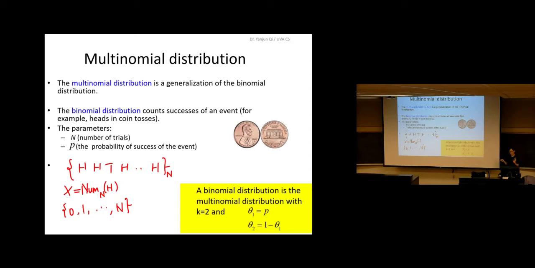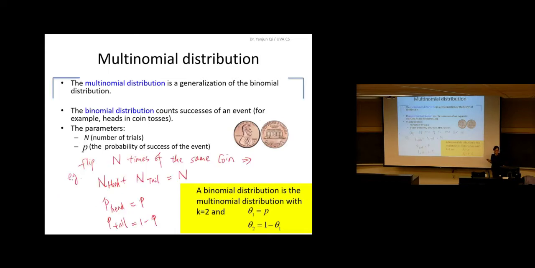When you're trying to figure out the binomial distribution, you have two parameters. The first is n, how many times you flip the coin. The second is p: for each flip of the coin, what's the probability it's a head or a tail. So n_head plus n_tail equals n, and p_head plus p_tail equals 1, right? This is the binomial distribution.